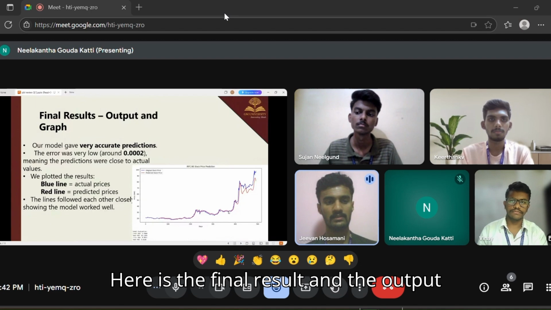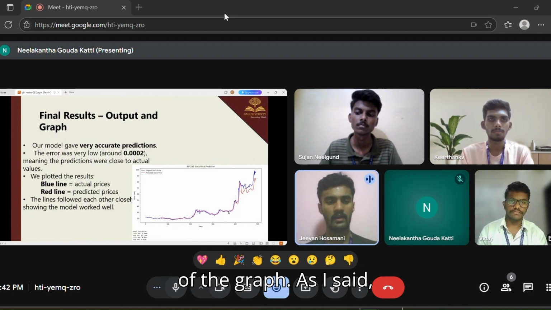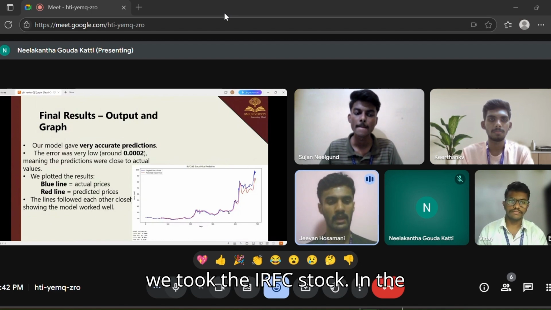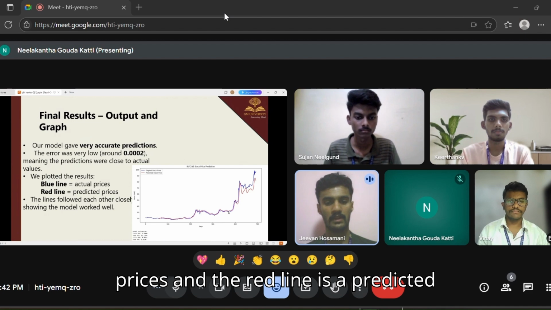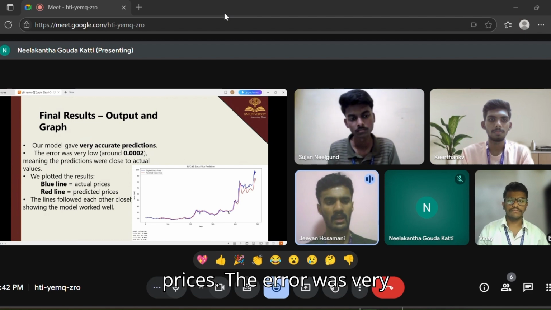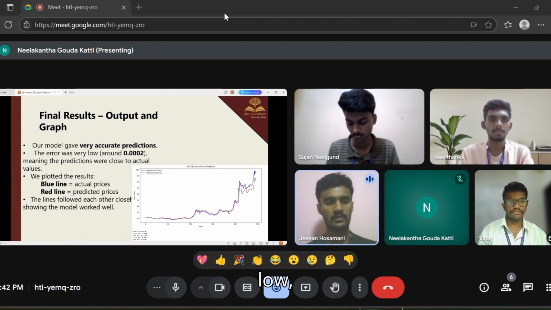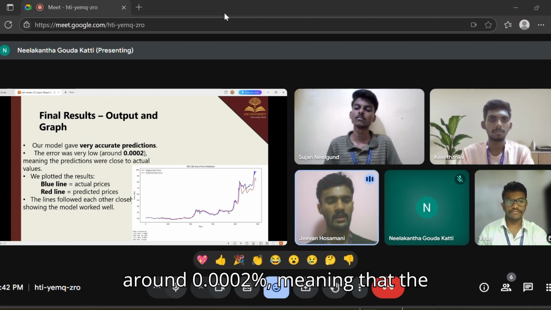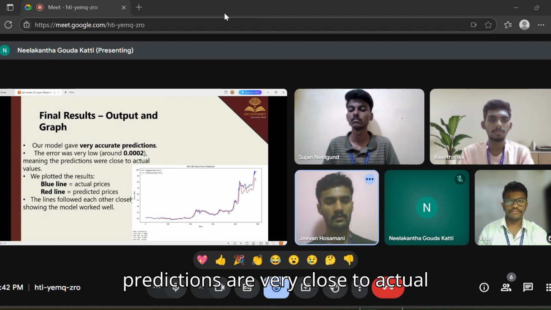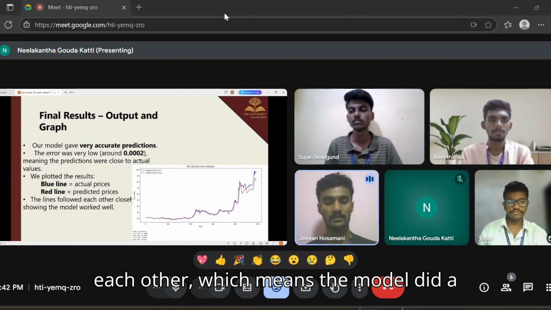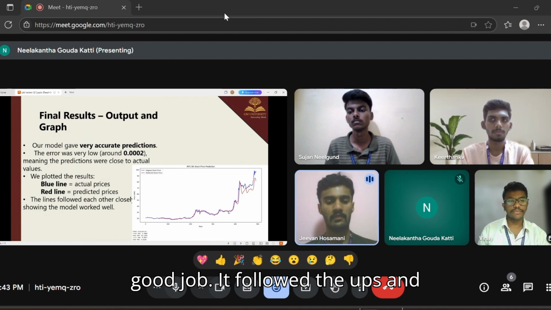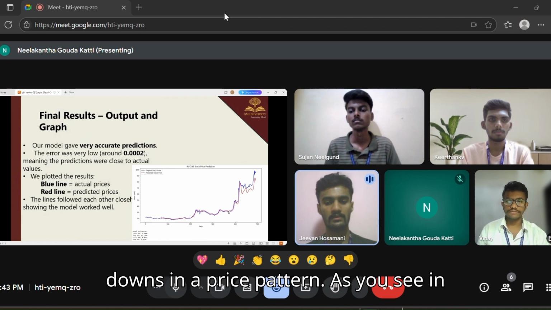Here is the final result and the output of the graph. As I said, we took the IRFC stock. In the graph, the blue line is the real stock prices and the red line is the predicted prices. The error was very low, around 0.0002%, meaning that the predictions were very close to actual prices. Both lines are very close to each other, which means the model did a good job. It followed the ups and downs in the price pattern.